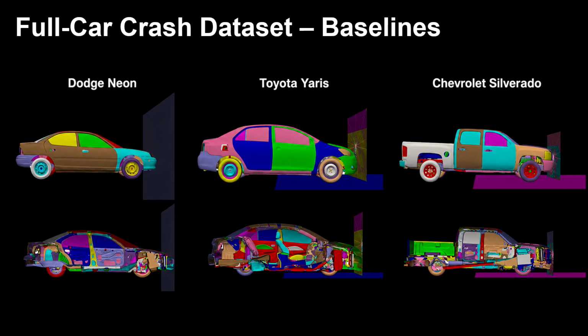We then move from individual components to complete car structures. The full car dataset contains 825 crash simulations across 3 industry-standard car models: Dodge Neon, Toyota Yaris, and Chevrolet Silverado. These models represent different car sizes, body architectures, and levels of structural complexity. Together, they allow us to study whether machine learning models can generalize across fundamentally different car designs.